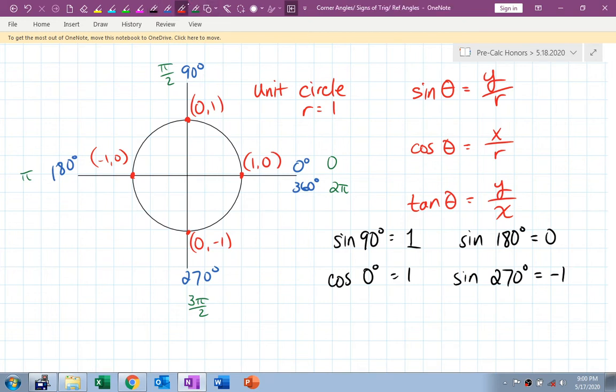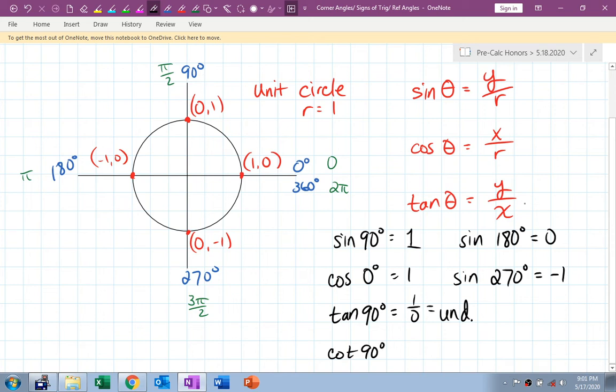Now, let's try something like the tangent. Let's do the tangent of 90. And tangent, again, is y over x. So you have a restriction there when it's y over x, because x can be 0. And in this case, it is. It's 1 over 0. So that is undefined. That's an okay answer to get when it comes to trigonometry. However, the cotangent of 90, the cotangent, you would flip the tangent.